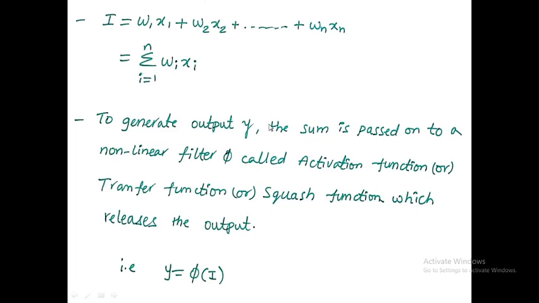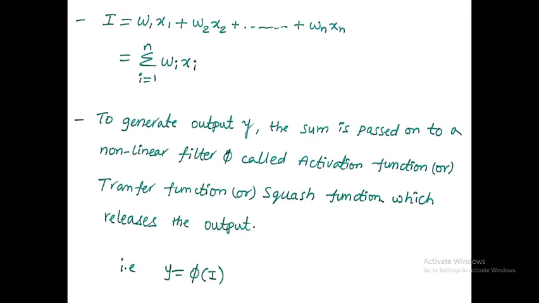to generate the output y, the sum should be passed through a non-linear filter. The corresponding filter is called the activation function. Like I discussed in the block diagram, the weighted sum needs to be processed through the activation function. As this ANN has non-linear capability, we provide that non-linear function. That function is called the activation function, or transfer function, or squash function.